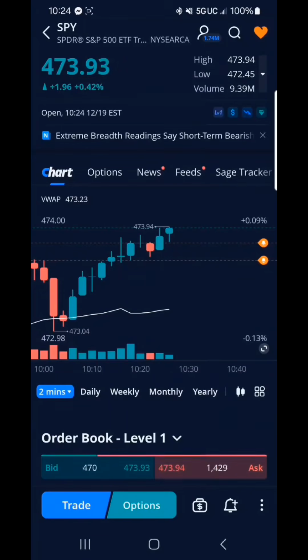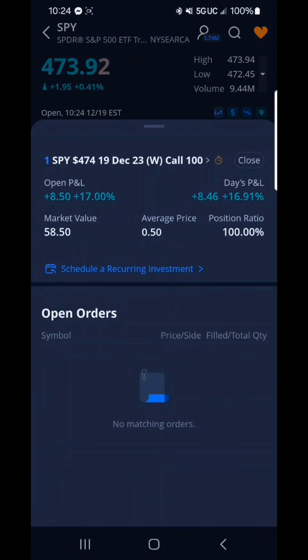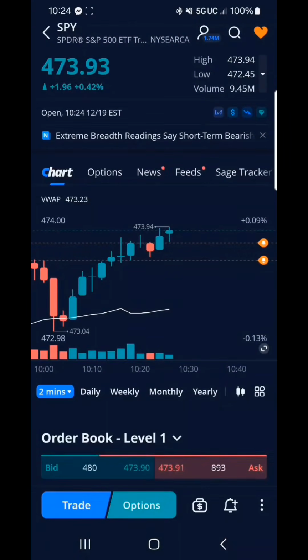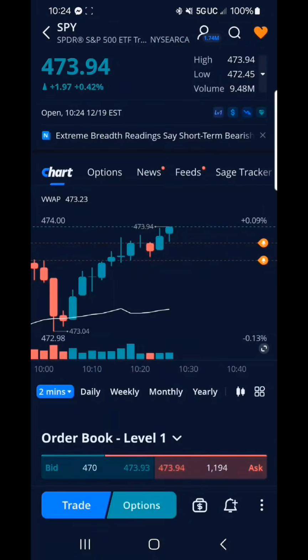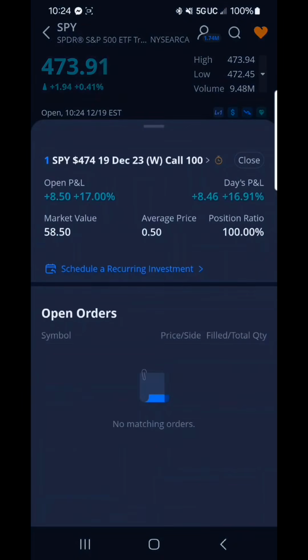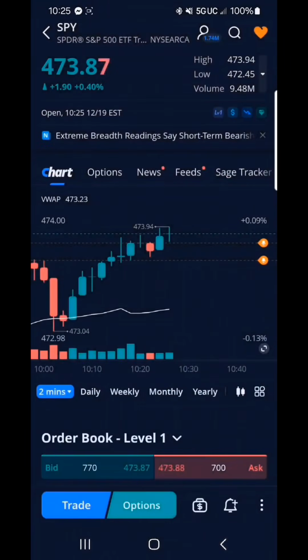So I'm just going to move the stop loss up just below the last candle. Starting to creep up pretty nice. Like I said, anything between 10 and 20% I think is a decent return. Anything between 20 and 30 I think is a solid return. So this one right here is at 17, so it's a decent return right now. It's on its way to being a solid return.